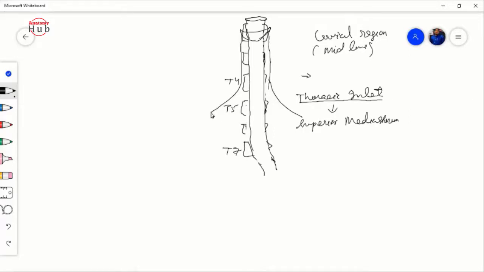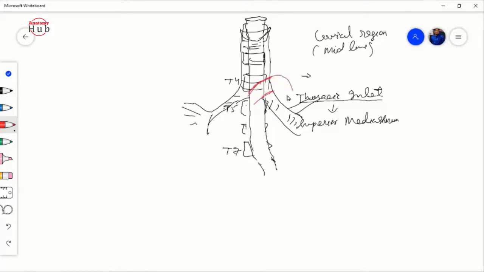Here you will find one, and another one like this. So this is nothing but the trachea, your trachea anteriorly. Then posterior to this trachea, what will you find? There is the arch of aorta over here.